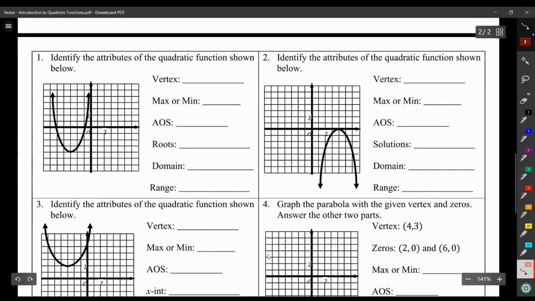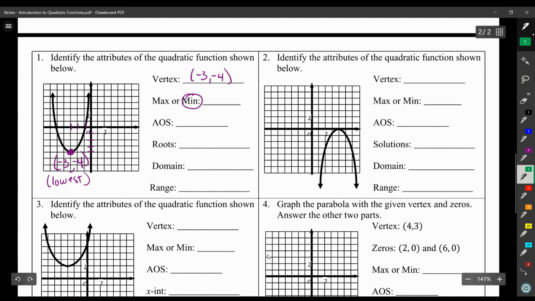So let's look at some problems. Number 1, identify the attributes of the quadratic function shown below. We're going to identify the vertex, max or min, AOS, which I will get to in a minute, roots, domain, and range. So the vertex is that highest or lowest point, where you have the U shape. My vertex is a coordinate: 1, 2, 3, so -3, comma, 1, 2, 3, 4, -4. So my vertex is at (-3, -4). Now, is that vertex a max or a min? Because this is the lowest point on my graph, that means this vertex has to be a minimum.